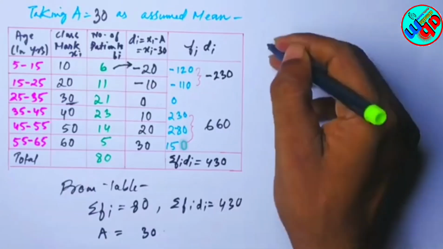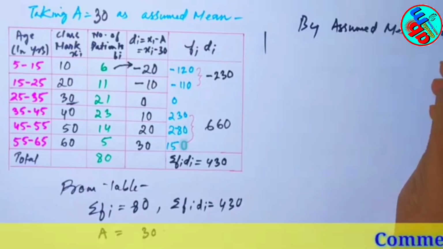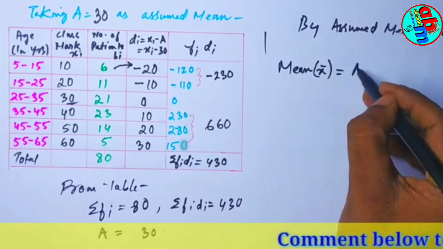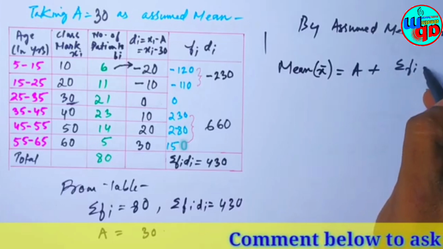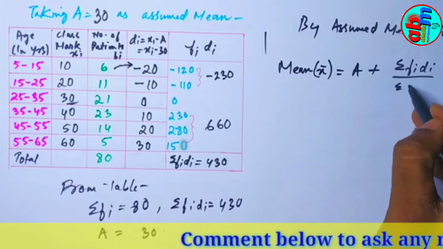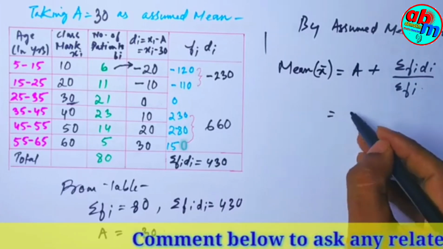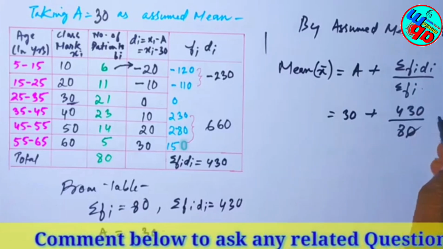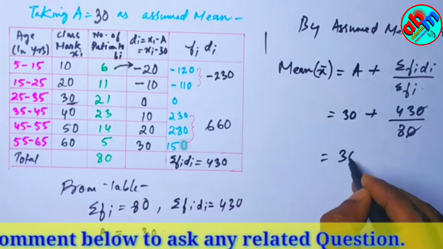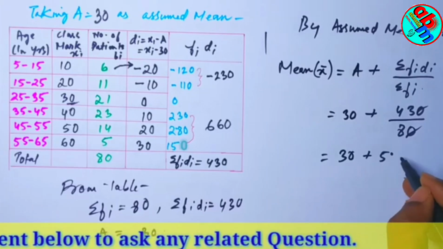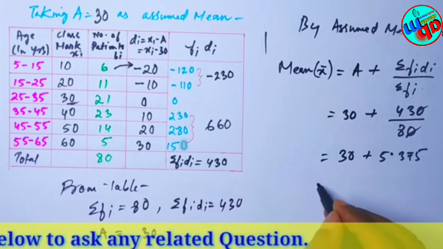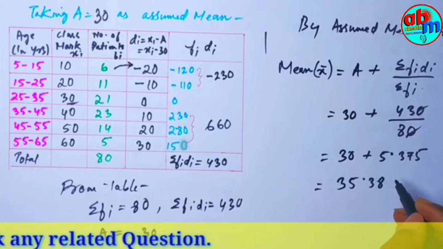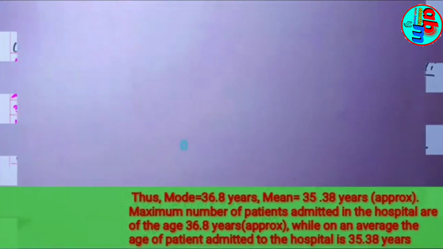So from the table, by the assumed mean method, we have the mean formula as a plus summation fi di divided by summation fi. So we put in the values: 30 plus 430 by 80, cancel this 0, get 30 plus, after dividing, we get 5.375, or it is 35.38 approximately.